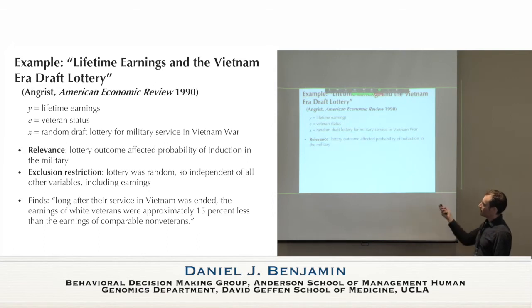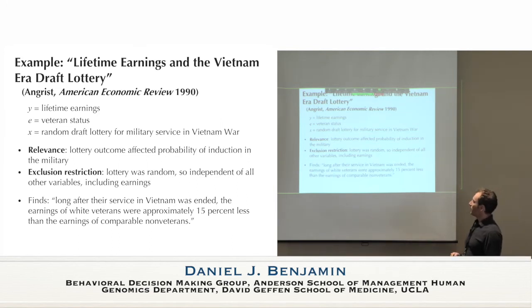So indeed, this instrument is relevant. This lottery outcome, whether your birthday was drawn, affected where you were in the list of who got called up, in what order people got called up for military service, depending on how many people were needed. So it affected the probability of serving in the military. And the exclusion restriction is satisfied because here the lottery is actually random, and so it's independent of everything, including your earnings.